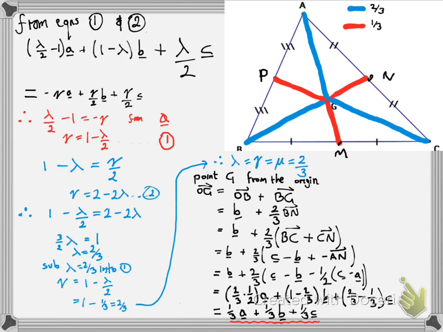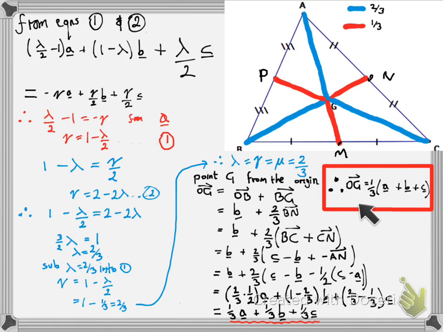So that's really good, and I think we've got it. So finally, therefore, the position vector OG is 1/3 of vector a plus vector b plus vector c. They are the position vectors from origin to A, origin to B, and origin to C.